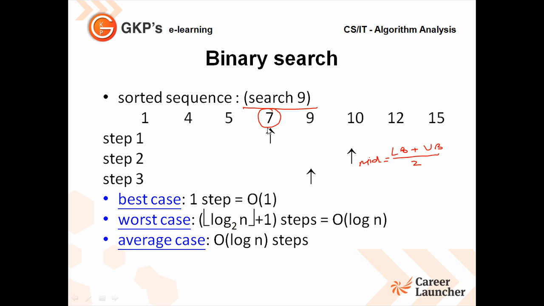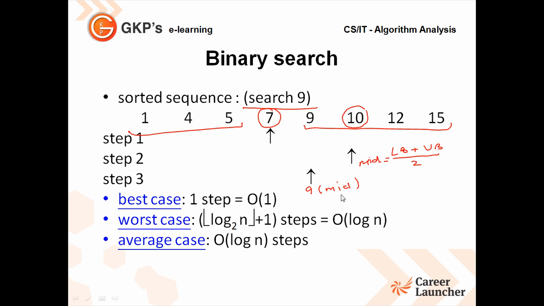Now if this element is less than 9, then we find in the right hand side and we change its lower bound. If the element to be searched is less than 7, we search in the left hand side of this. So now 9 is greater than this, so we go here and again find the middle element. Now the middle element is this. If we compare with 9, and 9 is less than this, then we search here and we got 9 is mid and then the element is found.